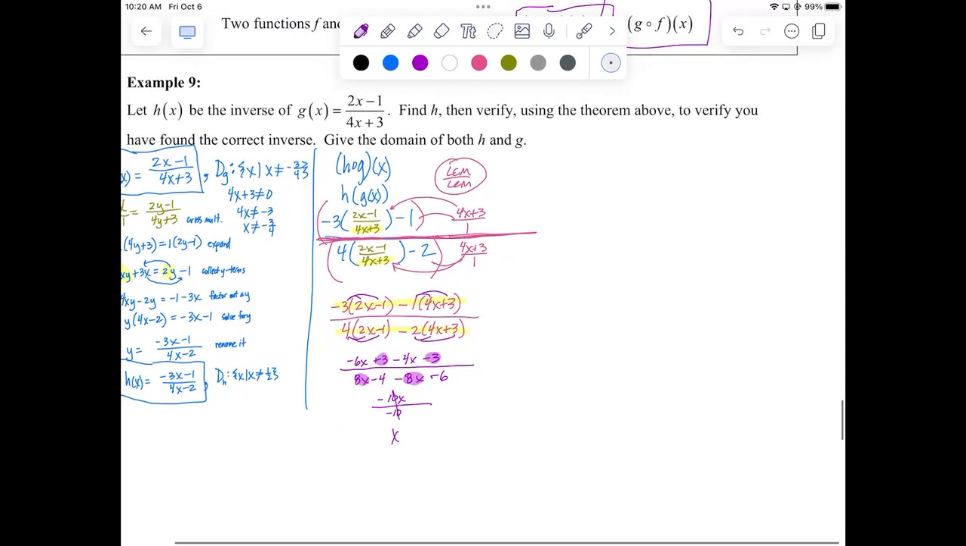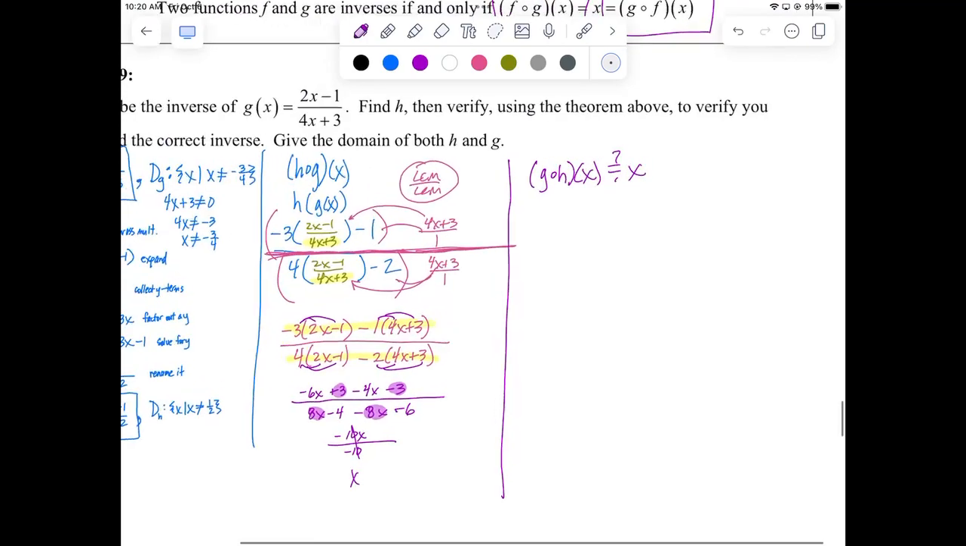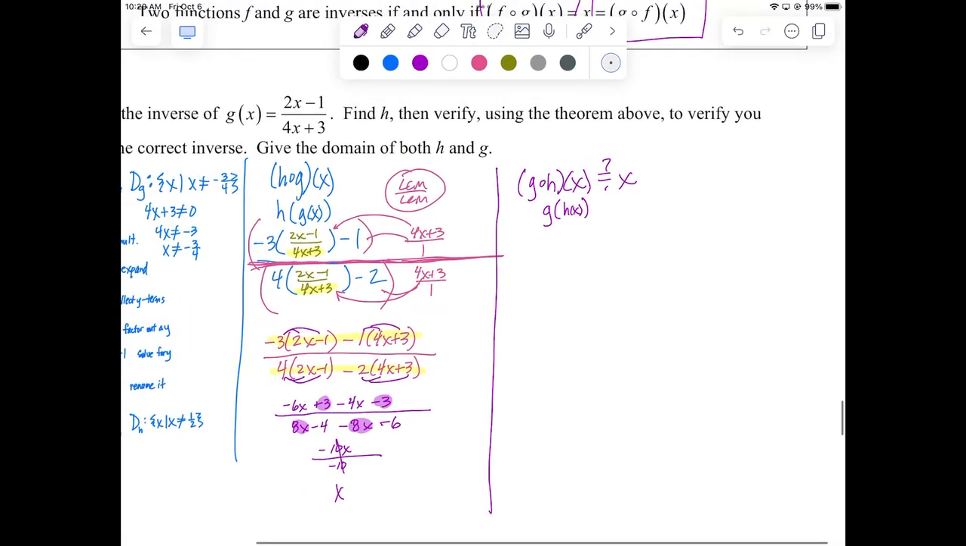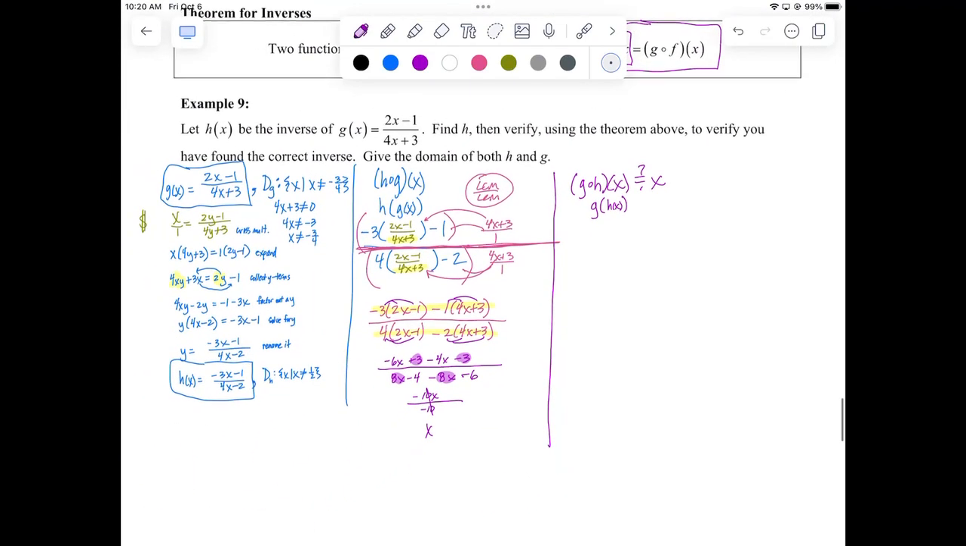Hey, that was h of g of x. I wonder what would happen if we did g of h of x. What do you think we should get? We should get x, all right? Let's try it out. On your mark, get set, go. You do it on your own. Go. g of h of x. I'm going to do mine up here real quietly, and we'll compare answers at the end, okay?